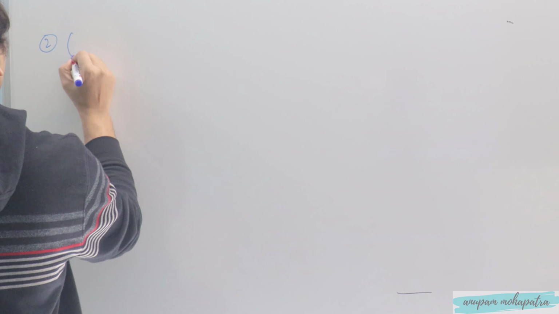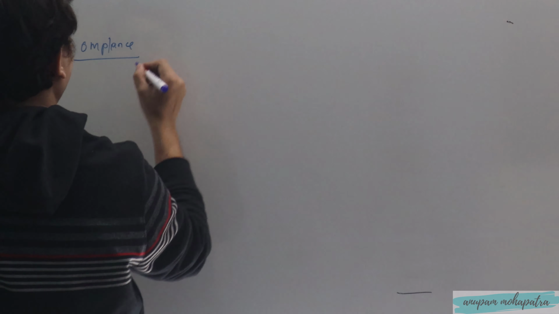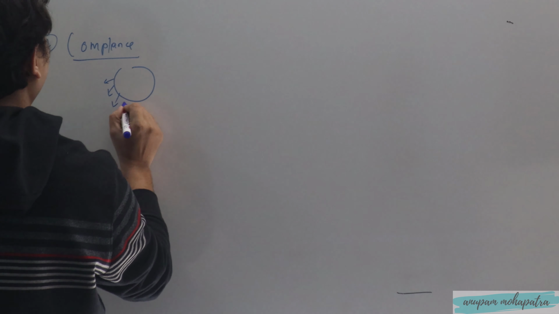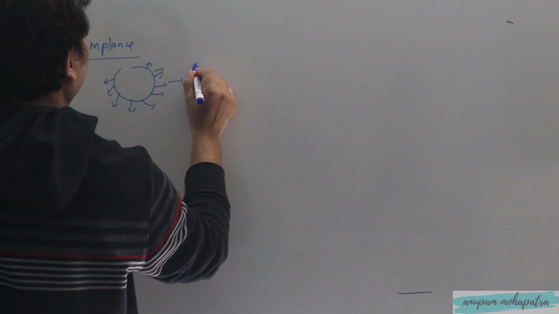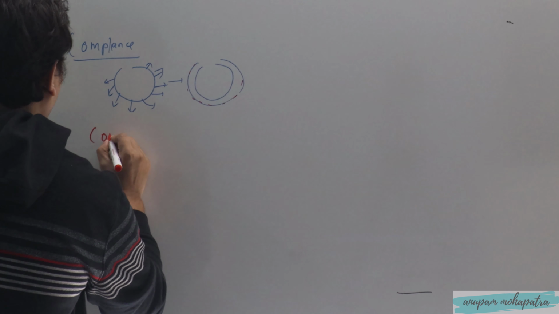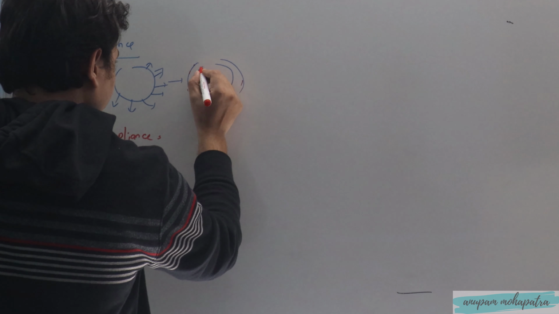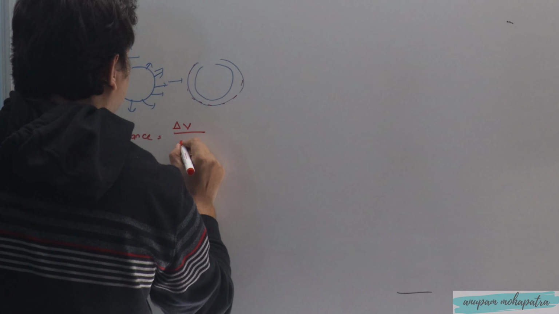The second thing we will discuss is compliance of the structure. When you apply pressure to it, it will elongate to different radial areas. It will become bigger. Initially it was like this, then bigger. So what is compliance then? The formula of compliance will be change in volume, from here to here, divided by change in pressure.